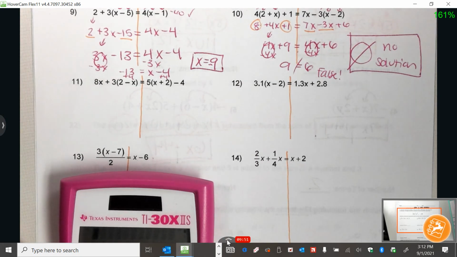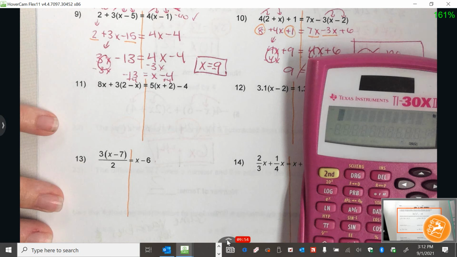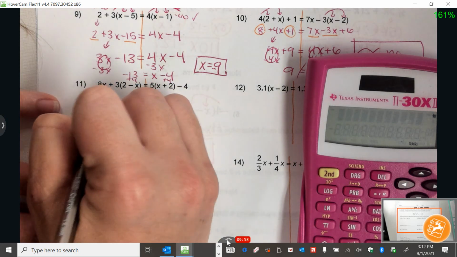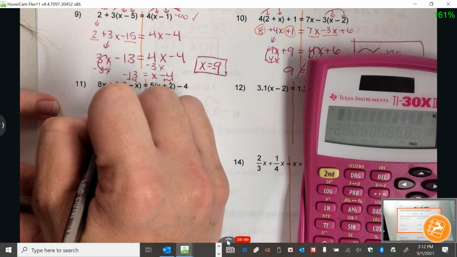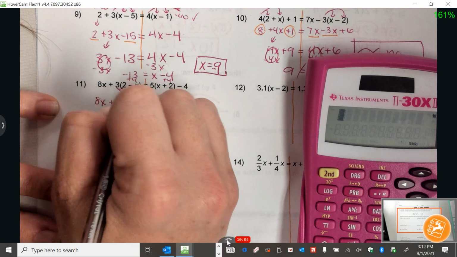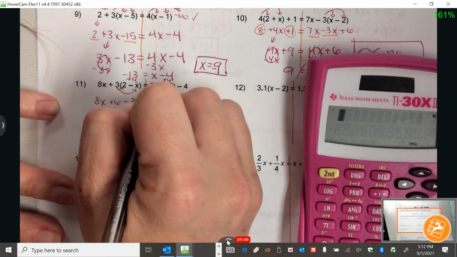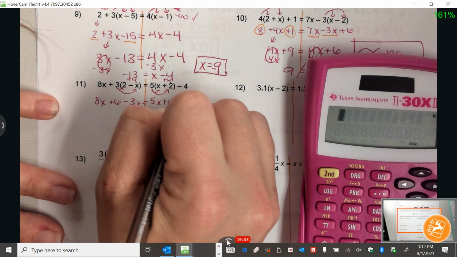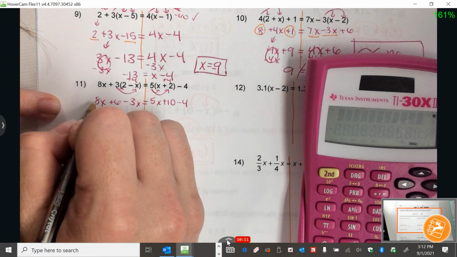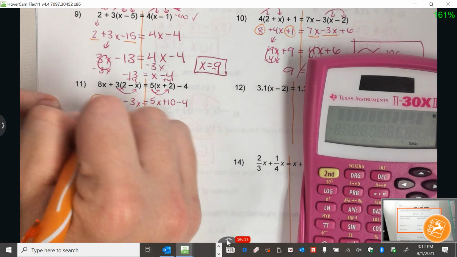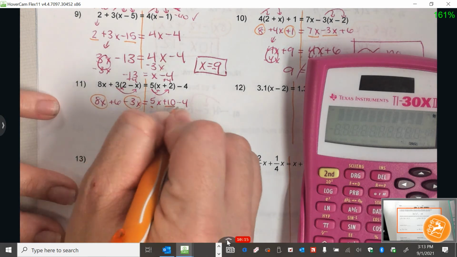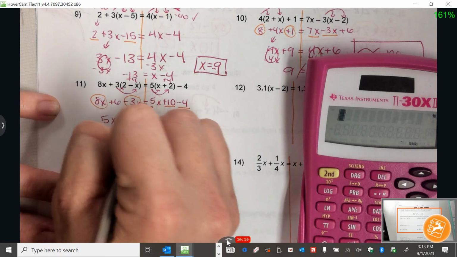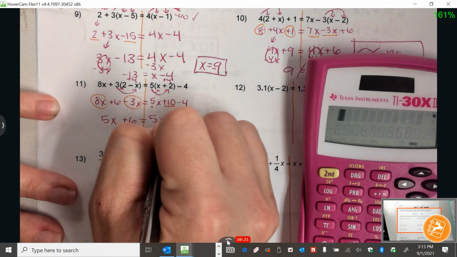Okay, let's do 11. So here we're going to simplify each side. 8x, I'm going to go underneath, plus 6 minus 3x equals 5x plus 10 minus 4. So again, I have like terms, 8x minus 3x, and then 10 minus 4. So it gives me 5x plus 6 equals 5x plus 6.